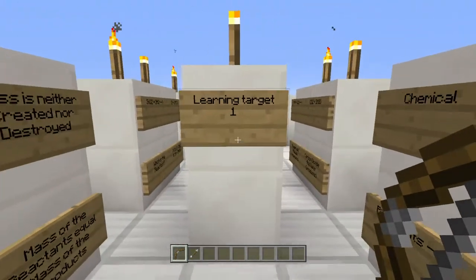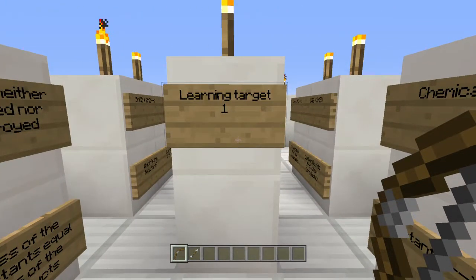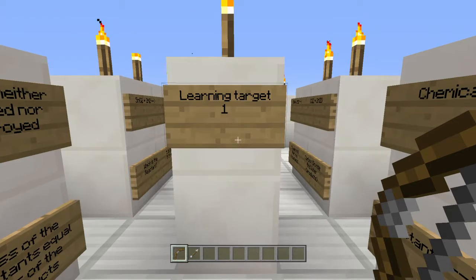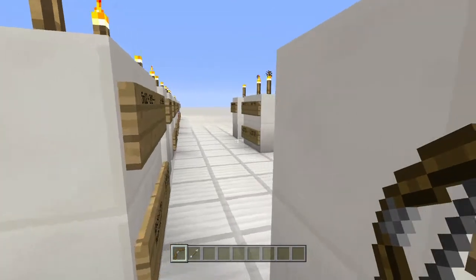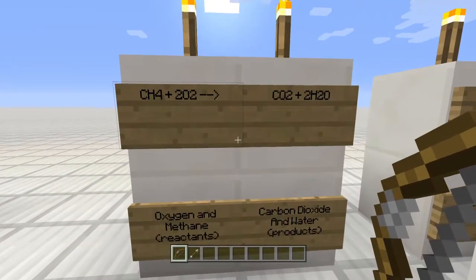With that out of the way, let's begin with learning target 1. I can describe what a reactant is in a chemical reaction. Reactants are the substances which are present at the start of a chemical reaction.